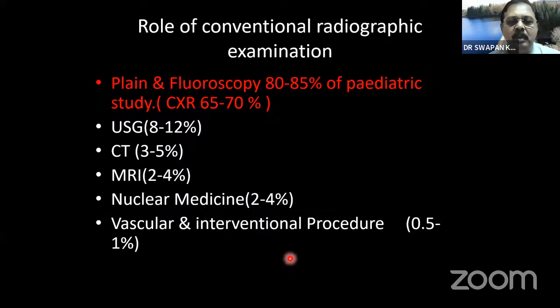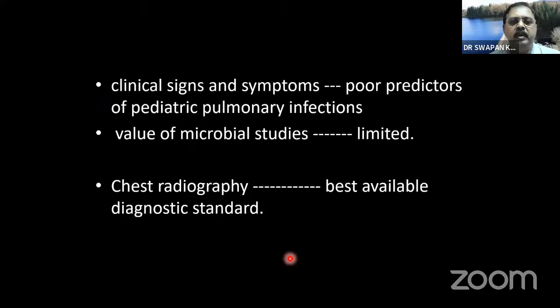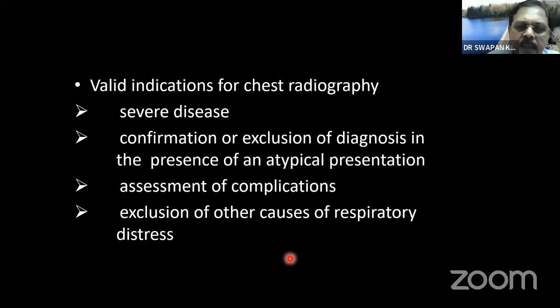So you have to know how to interpret a chest X-ray properly. Sometimes the clinical signs and symptoms, particularly in children, are not very prominent and are very poor predictors of pulmonary infections. When you send a blood test or a culture study, it would take at least 5 to 7 days, and by that time either the child may worsen or the child will completely recover. So chest radiography might be the best available diagnostic standard in any setup, be it rural or any other.